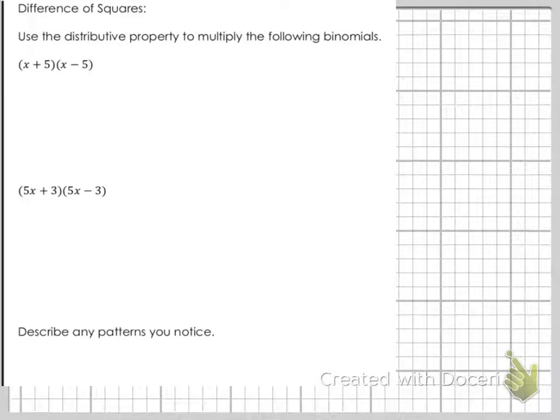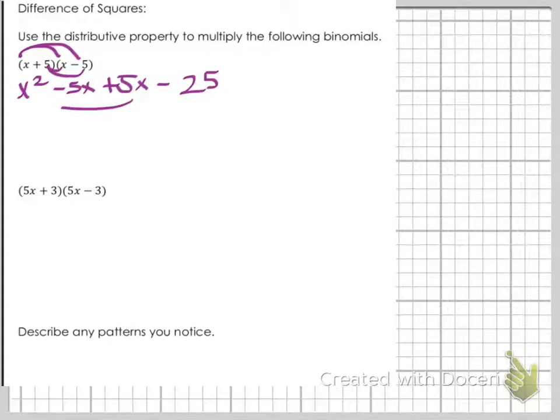We're going to use the distributive property. X times x is x squared. X times negative 5 is negative 5x. 5 times x is positive 5x. And lastly, 5 times negative 5 is negative 25. All right, when we combine our like terms here, negative 5x and positive 5x is 0. So we're left with x squared minus 25.